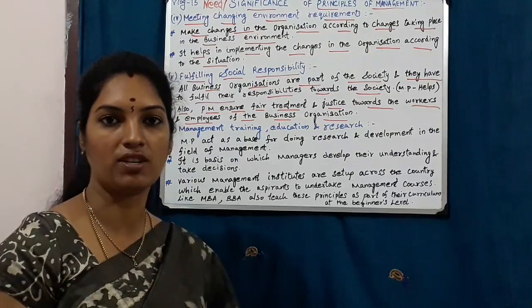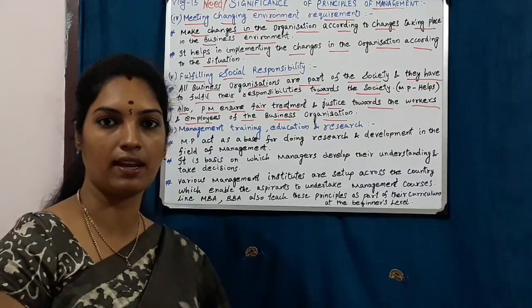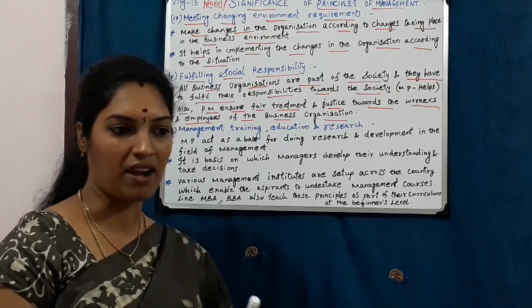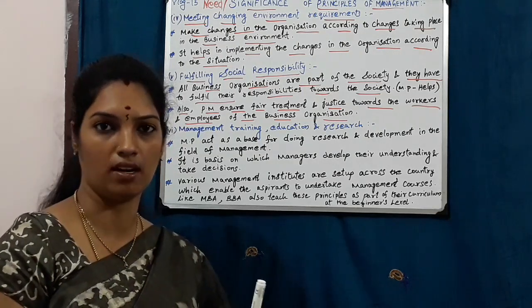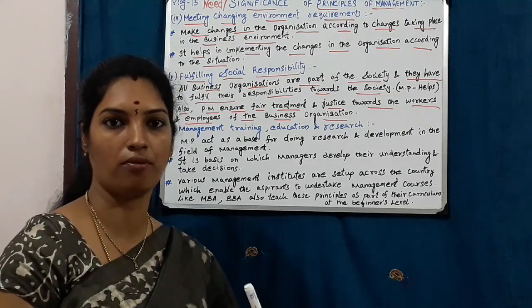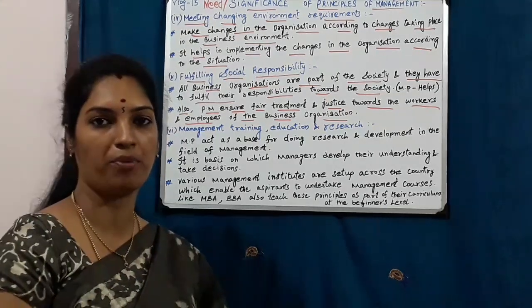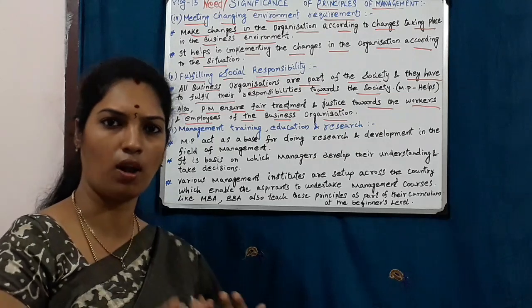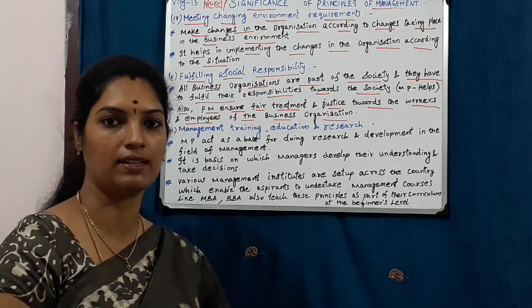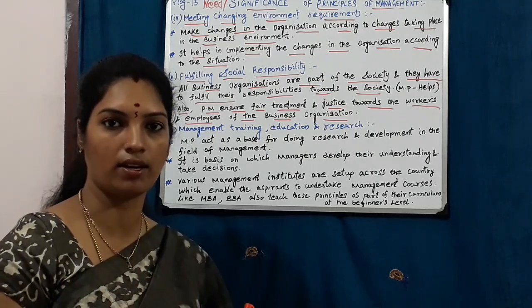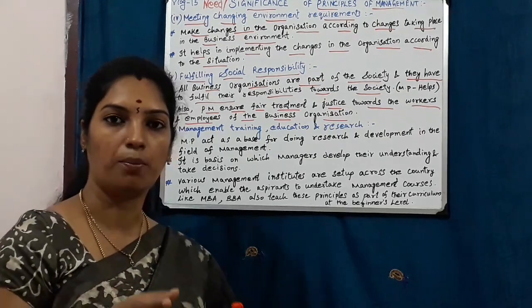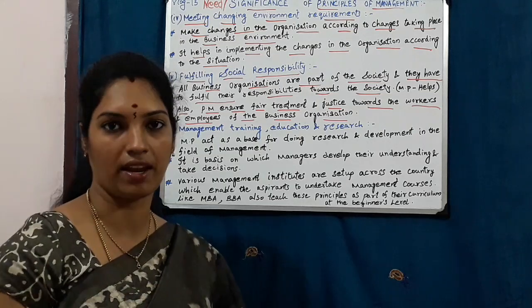How can they give fair treatment? If the employees are working in a manufacturing company where there is more danger, giving proper uniforms, gloves, and all other things come under social responsibilities only. The employees who are working in the organization should have a proper and protected environment.